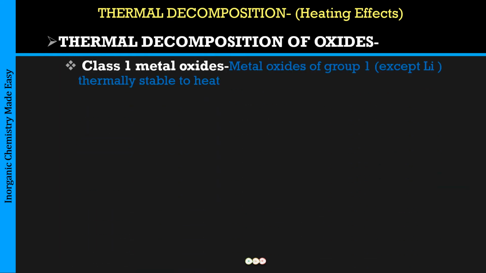So first of all, we have the class 1 metal oxides. That means the oxides of all the alkali metals except lithium. They are going to be thermally stable to heat, which means that they will not be decomposing. As you raise the temperature of the metal oxides, they are going to melt because they are solids. So they will be melting out, but they will not be decomposing and forming newer compounds. That is what we mean by no decomposition.